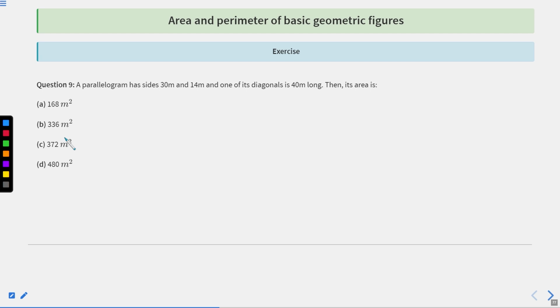Moving on to problem number 9. A parallelogram has sides 30 meter and 14 meter, and one of its diagonals is 40 meter long. Then its area is? So a parallelogram is given to us whose sides are 30 meter and 14 meter, one of its diagonals is also known to us, and we want to find its area.